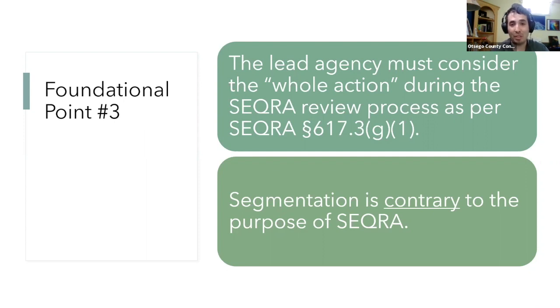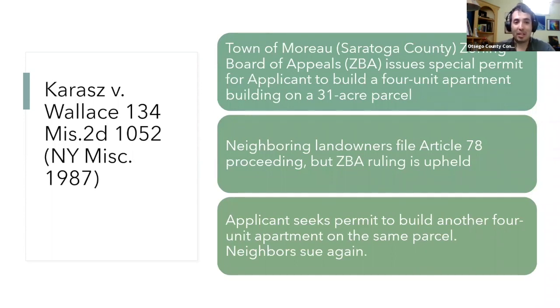And so this is a really important point to remember. So if there's a project in your town or your city that has multiple steps, it's important that all the steps are considered at once. And the following case outlines that and outlines the why as to why that is. And so this case took place in Saratoga County in the town of Moreau. Their zoning board of appeals issued a special permit for an application to build a 4-unit apartment building on a 31-acre parcel. And initially, the neighboring landowners didn't want it.